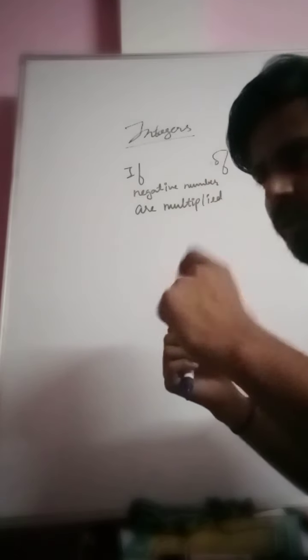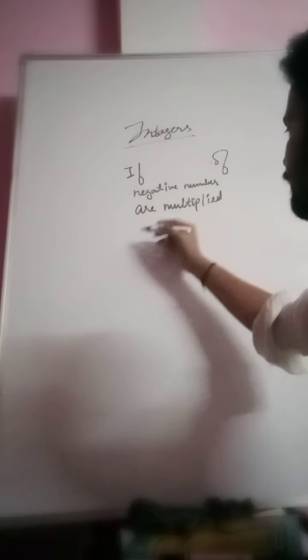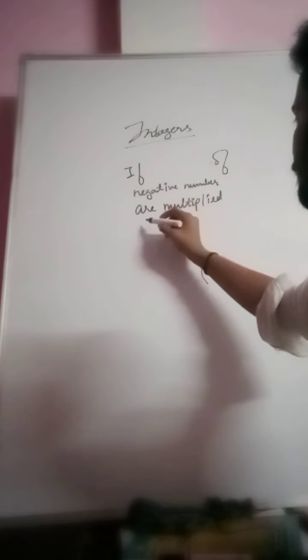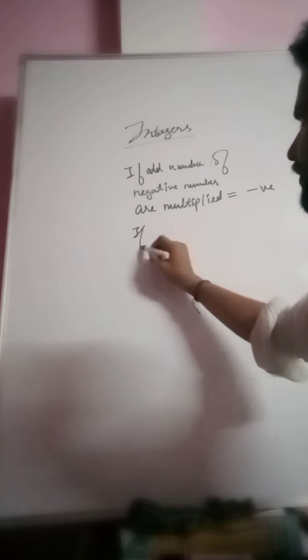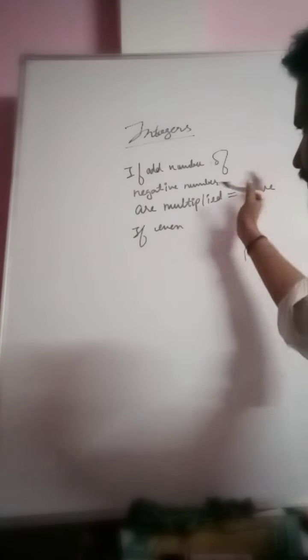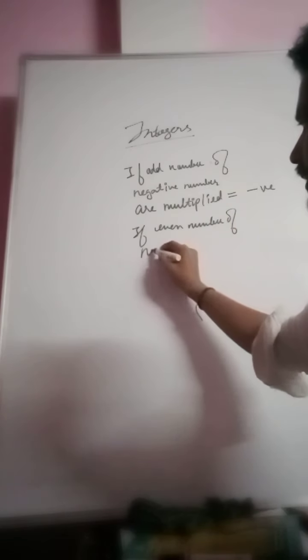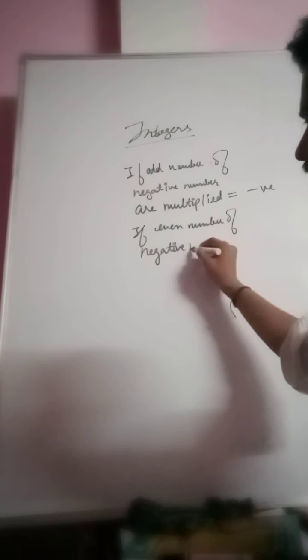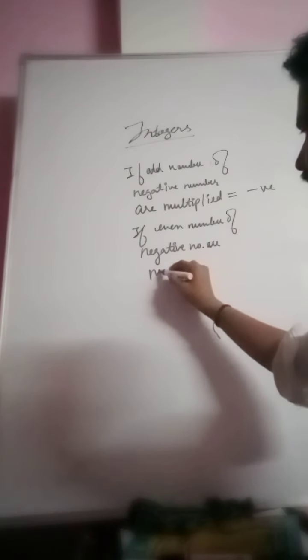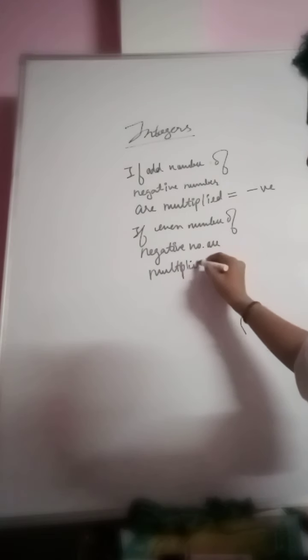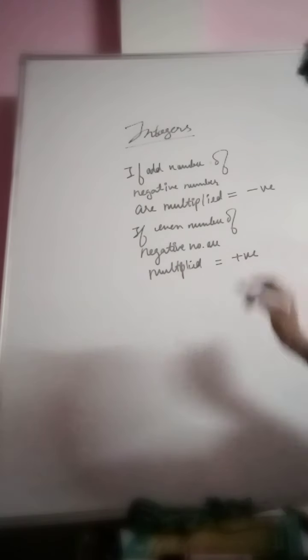So if you have an odd number of negative numbers, what will the answer be? If an odd number of negative numbers are multiplied, the answer will always be negative. The product will always be negative. Similarly, I'll explain with an example also, if an even number of negative numbers are multiplied, we will have a positive result.